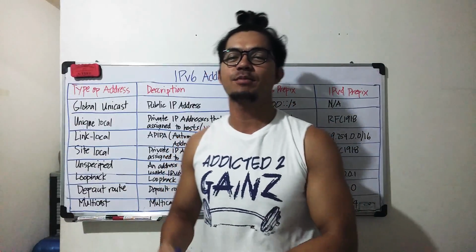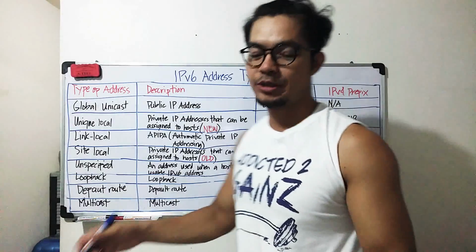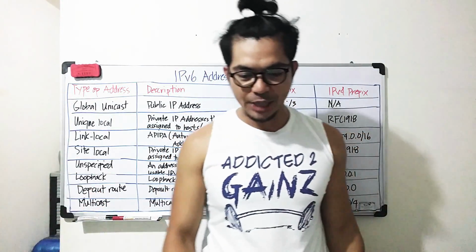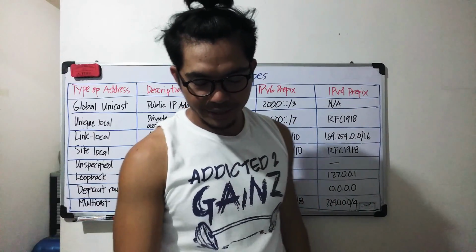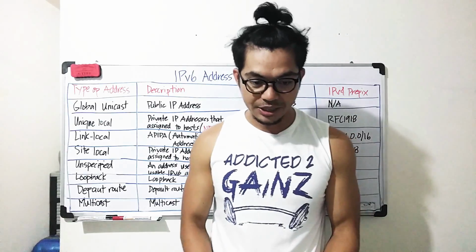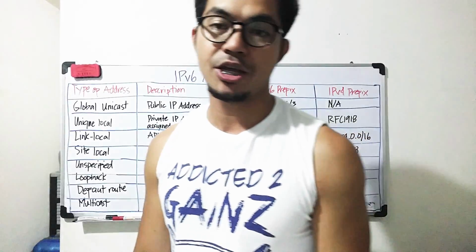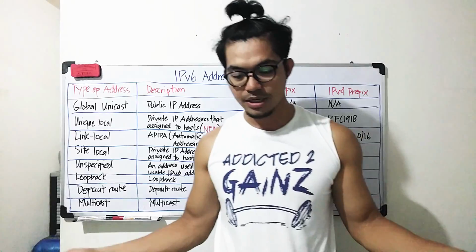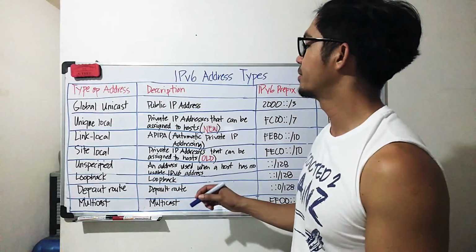In this video, I'm going to talk about IPv6 address types. I'm reading the same book that I've been reading, called CCNP Routing and Switching ROUTE 300-101 Official Cert Guide by Kevin Wallace. And I came across this table here.